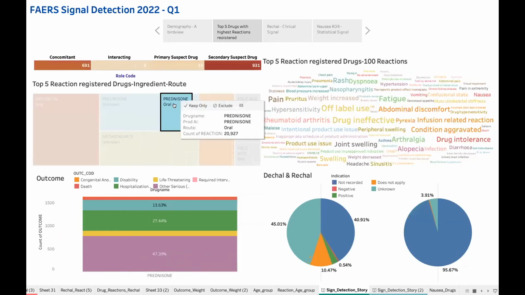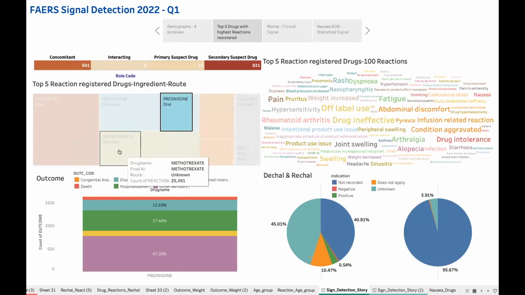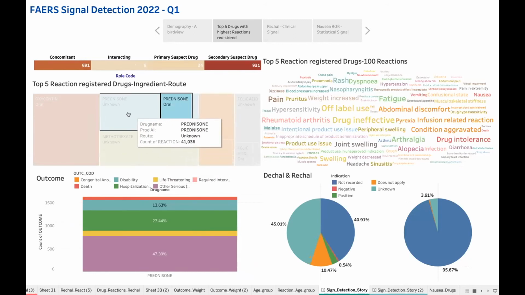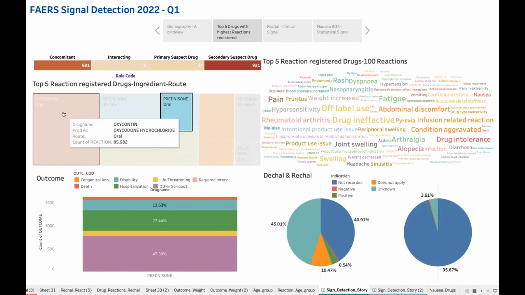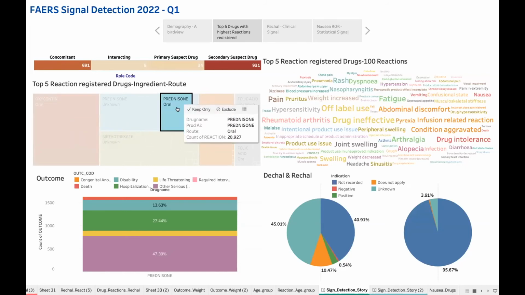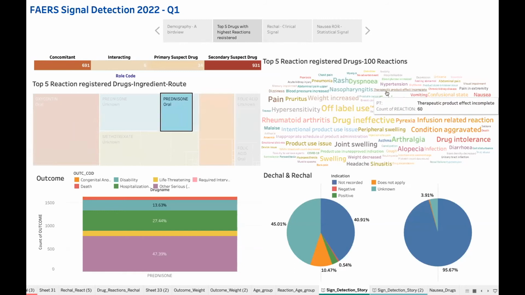Here we can see what routes these drugs are taken through. For example, when prednisone is taken orally, the active ingredient registered is prednisone itself. For different drugs, it will be different too. For example, for OxyContin, the active ingredient is oxycodone hydrochloride. We will see the active ingredients, how many reactions were registered, and what the particular reactions were.